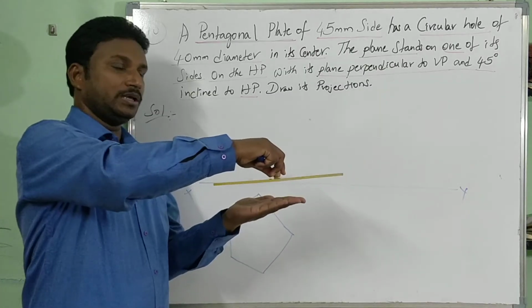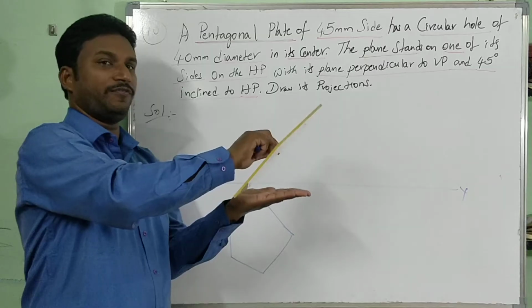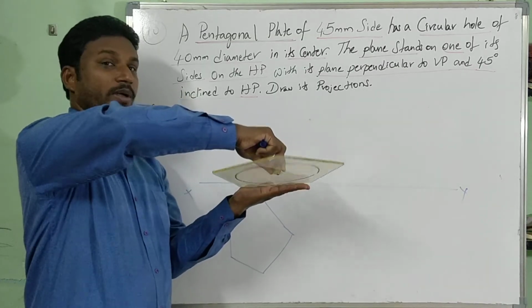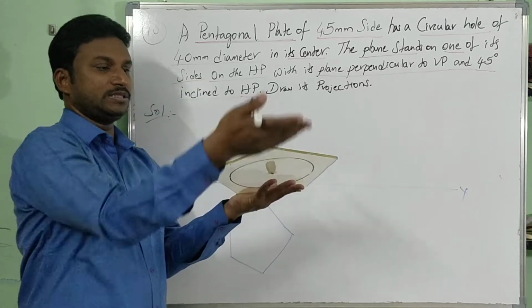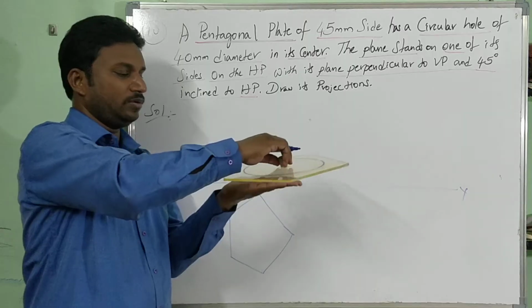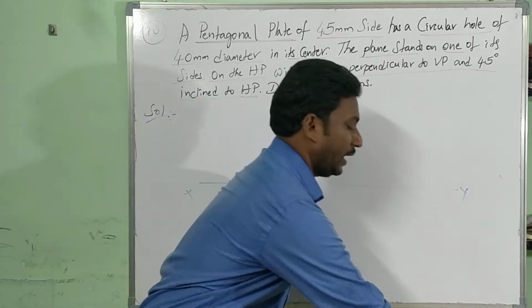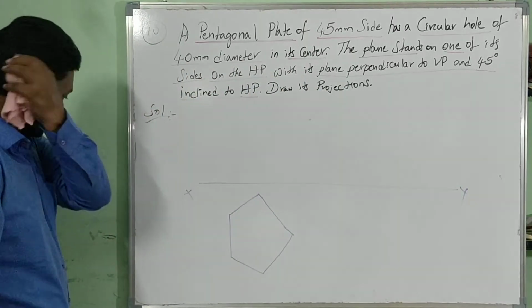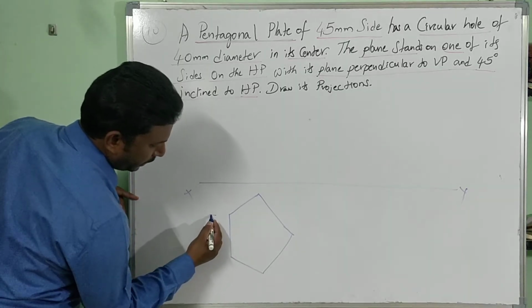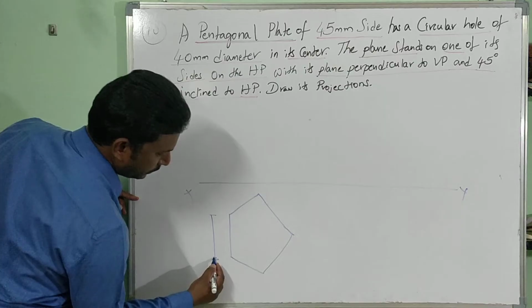So think about how to easily rotate the front view. Front view means the side is here. Again I have to rotate it 45 degrees. This line I have to rotate with respect to one reference point. So that's why we are drawing the line perpendicular to VP. Once you have done that, you have to give the dimension.